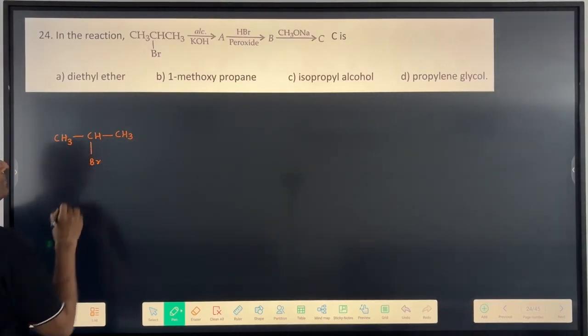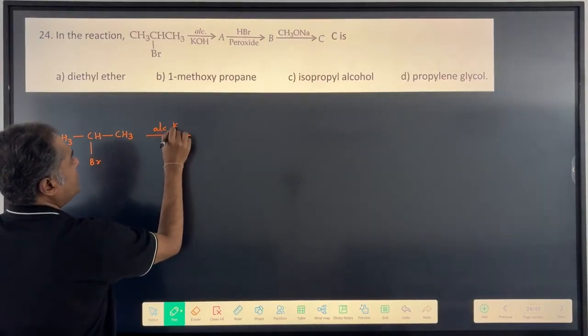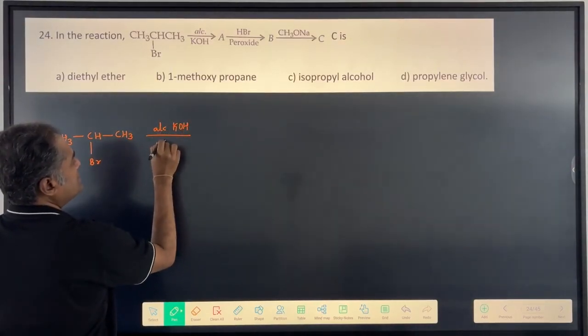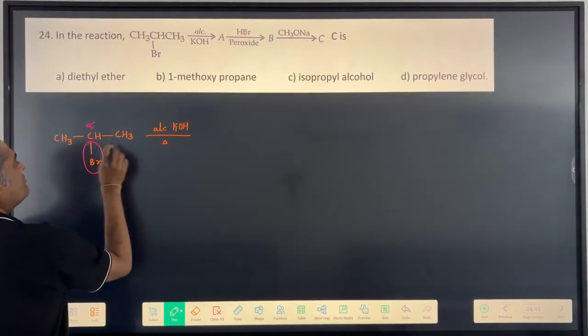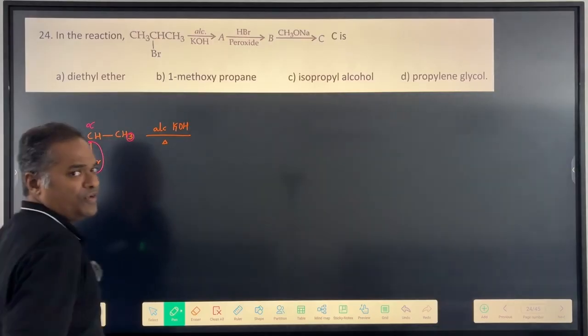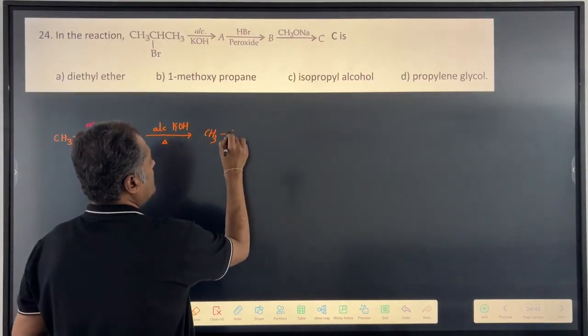The first step, treat this with alcoholic OH. Now, basically alcoholic OH does elimination. So, what will happen? This is my leaving group, and from the adjacent position I can have a loss of H. So, will I get nothing but the answer as propene.